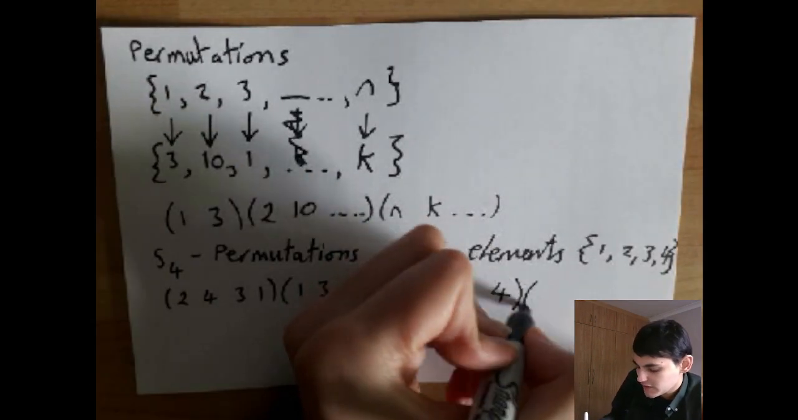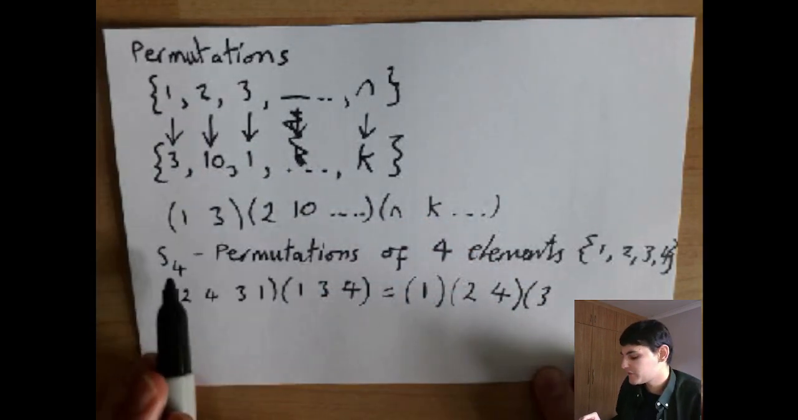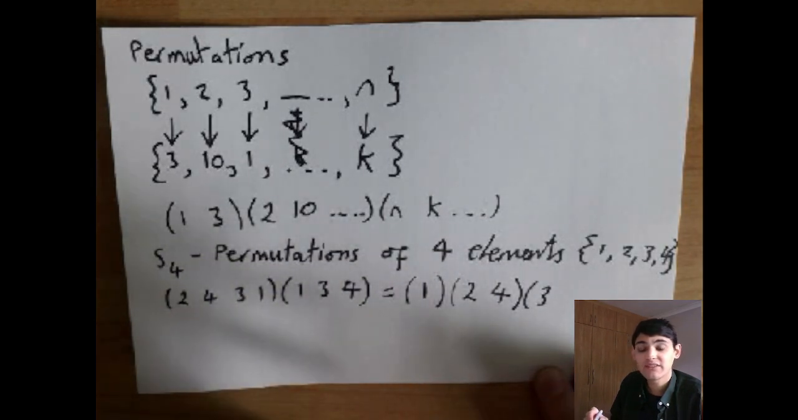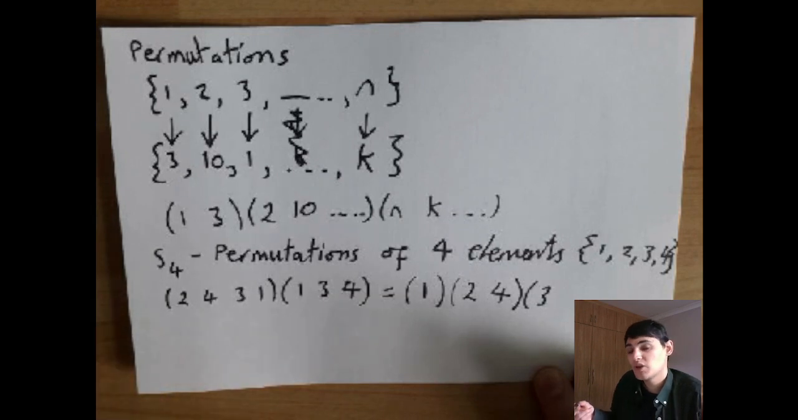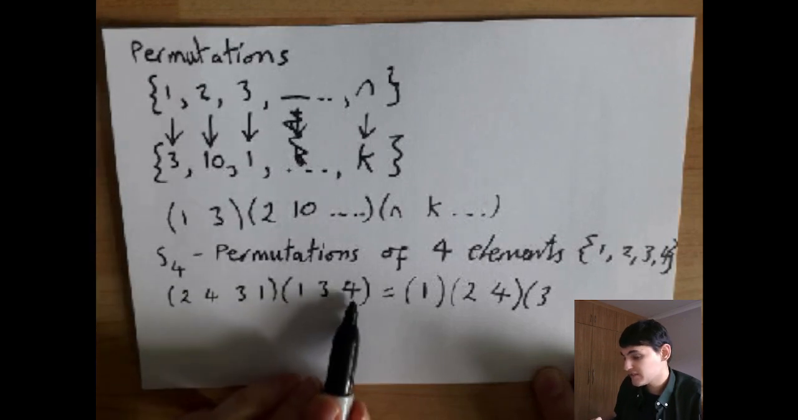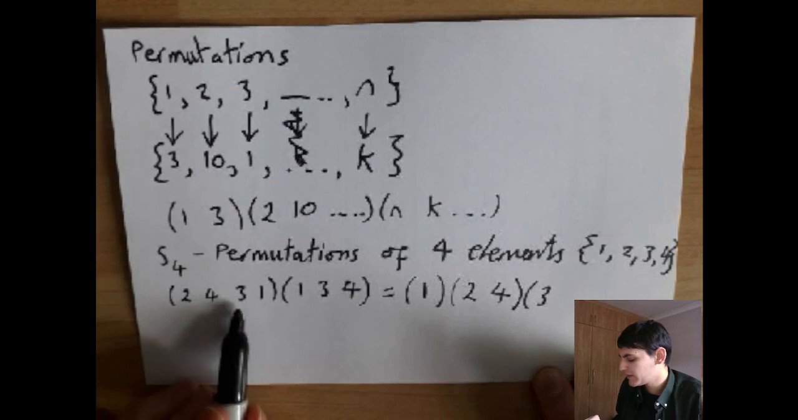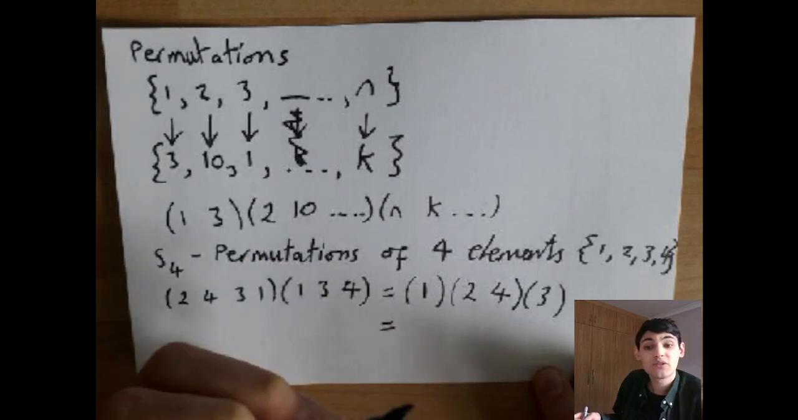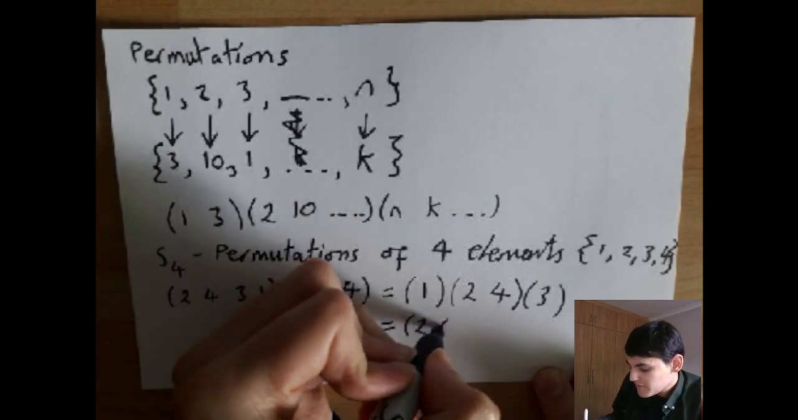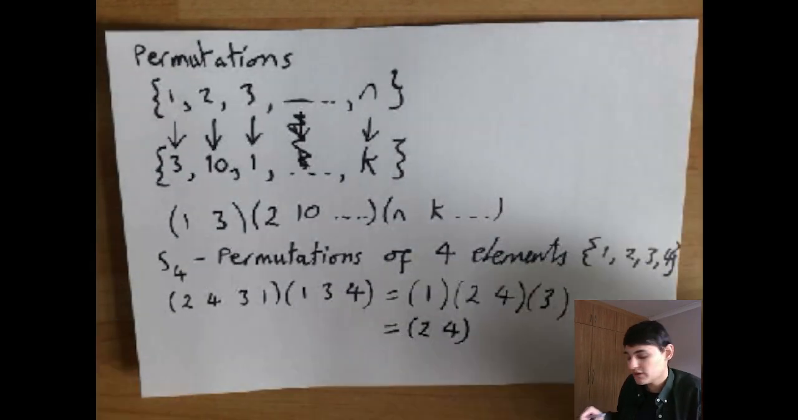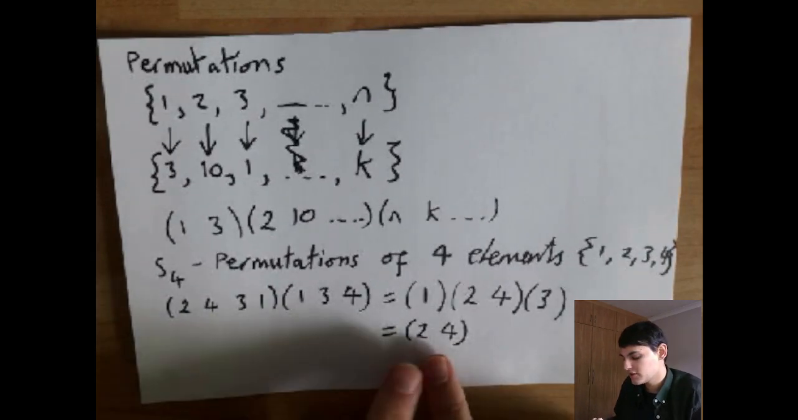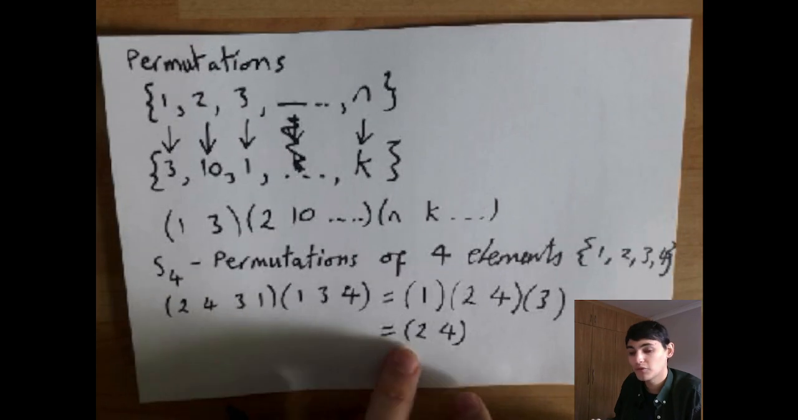And then finally, 3. Well, if it's S4, there are only 4 numbers in the set that are possible to be permuted, so we know that 3 is going to have to be sent to itself, but let's go through the motions and double check that. 3 gets sent to 4 in the first one, and then 4 gets sent to 3 in the second. So yes, indeed, 3 goes to itself. Let's tidy this up and leave it as 2, 4. So if you multiply these 2 cycles together, in this order, you get the cycle 2, 4.